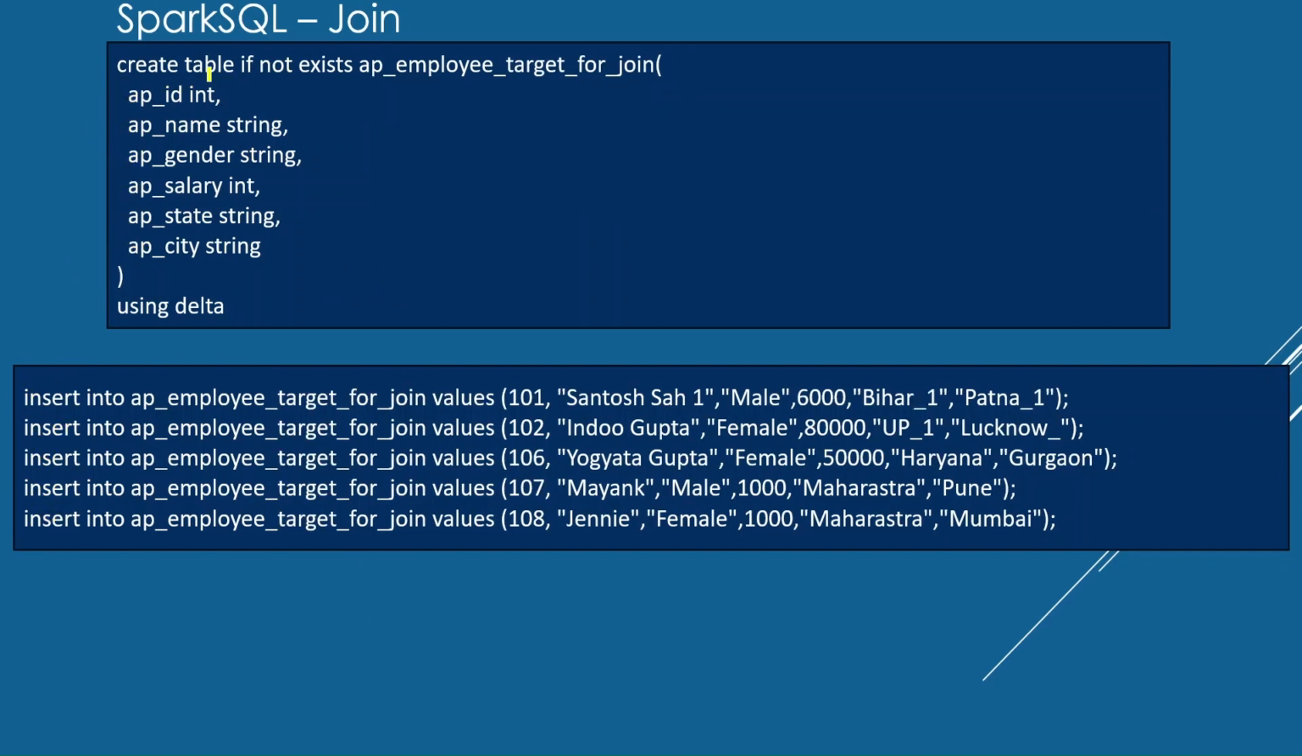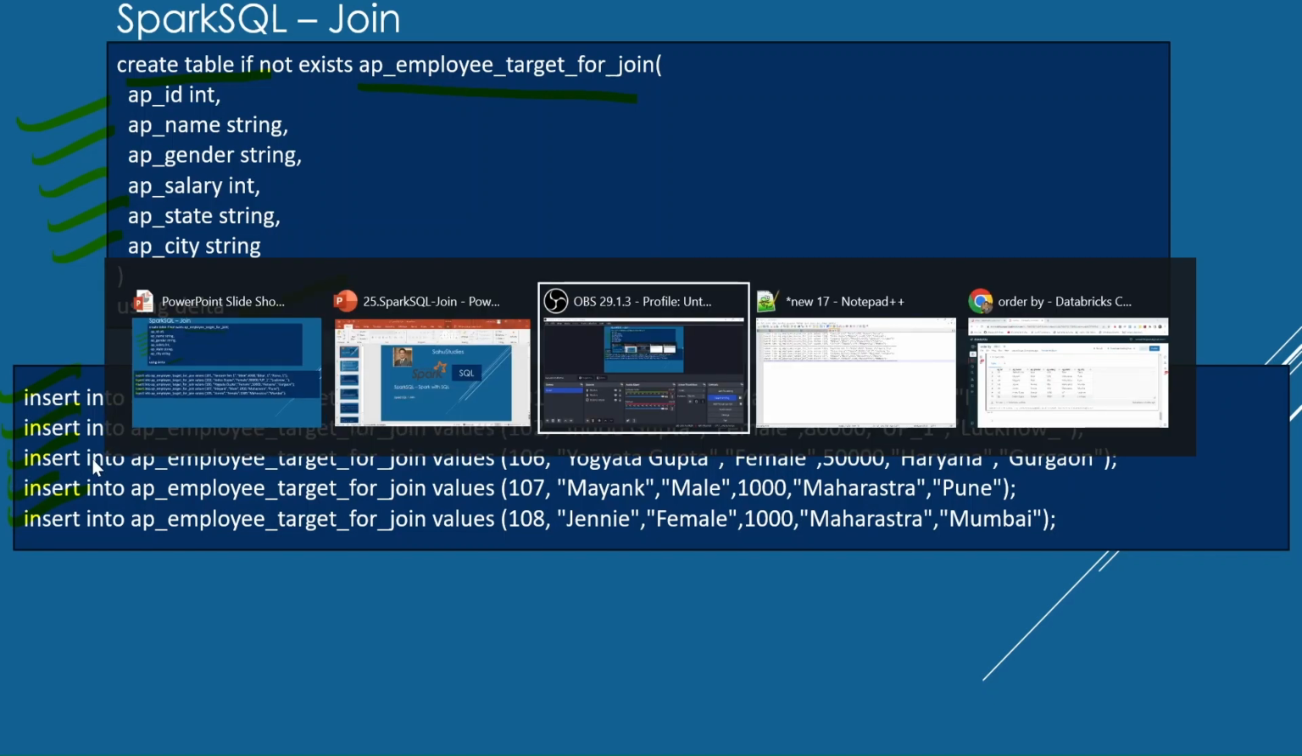Here also I am creating a table with the help of a create table command. This is the name of the table. These are the data types, and this table is also of Delta type, and here I am inserting 5 records in it. So let me create these two tables and insert this data, and then we'll do different kinds of joins.